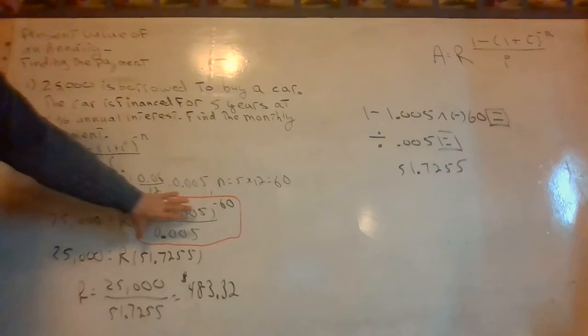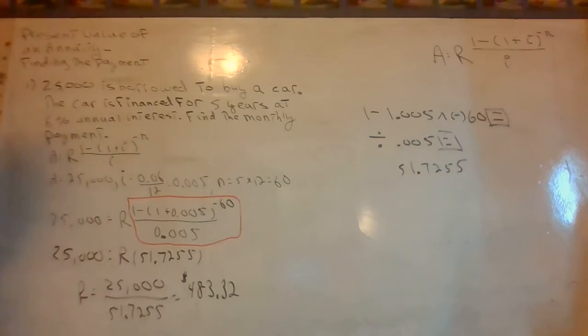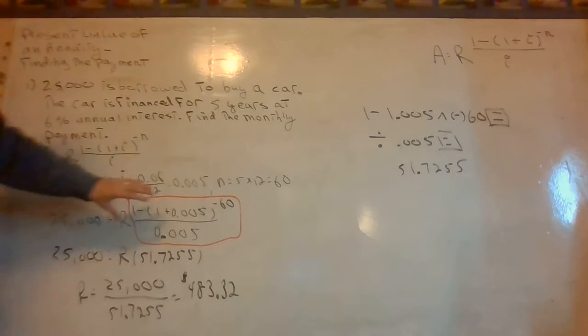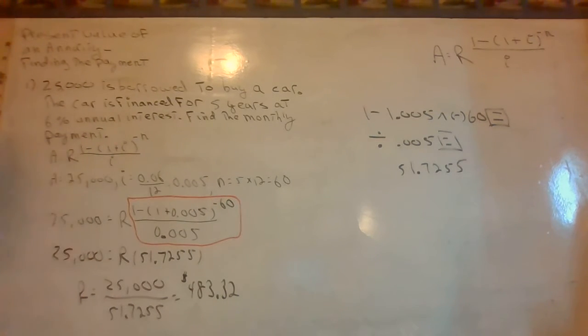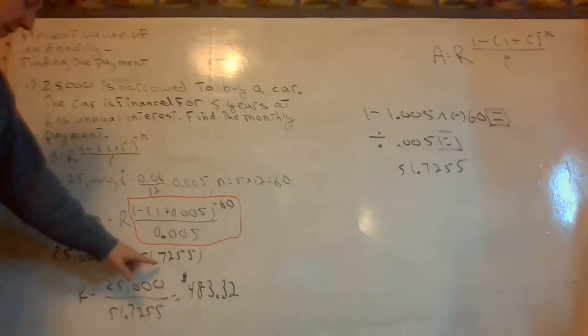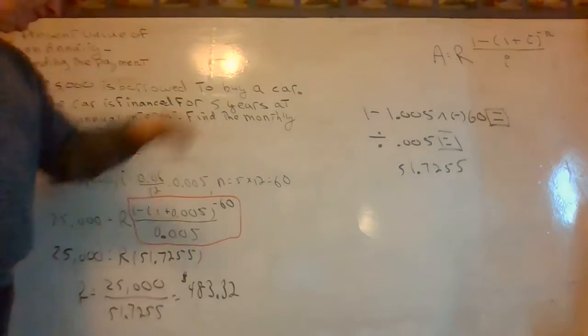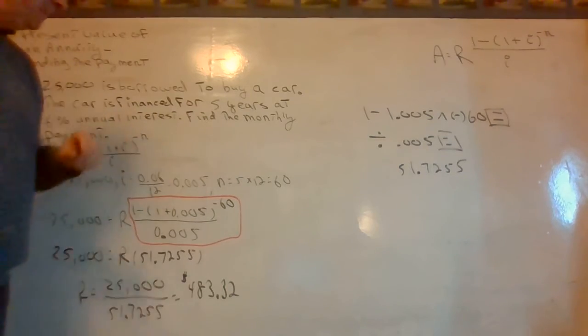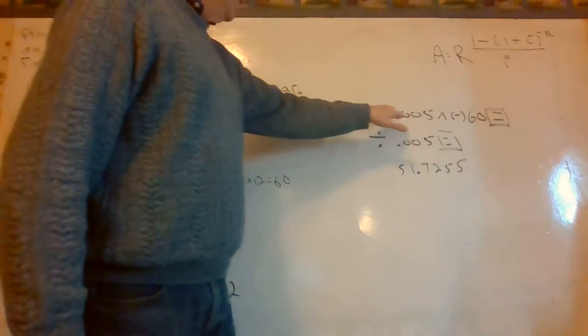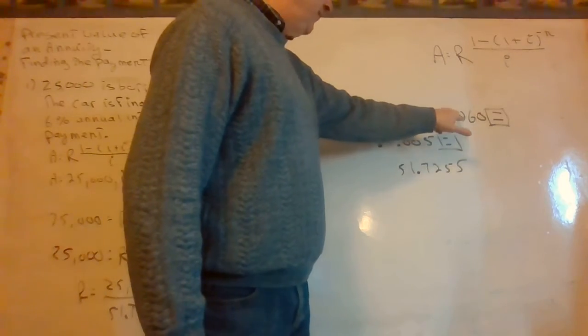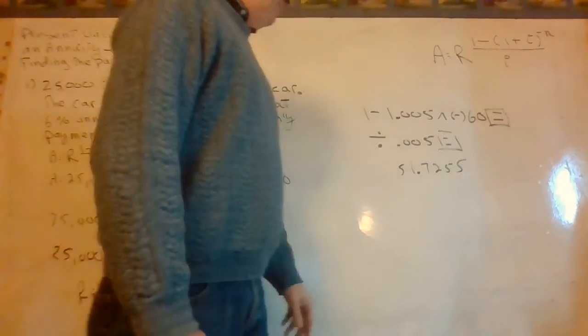The key is this whole expression here. It may look intimidating, but it's very easy to figure out. So we're going to figure that out, replace it with a number. Turns out the number is 51.7255. And up here you can see the keystrokes. We want to figure out the numerator: 1 minus 1.005 raised to the negative 60.